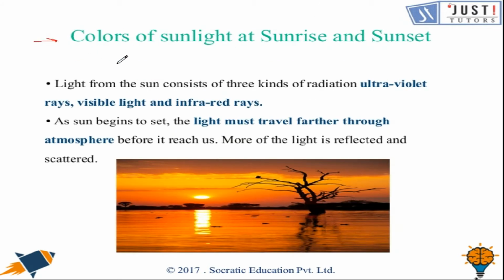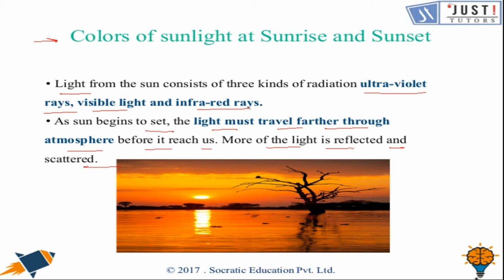Colors of the sunlight at sunrise and sunset. Light from the sun consists of three kinds of radiations, which are ultraviolet rays, visible light, and infrared rays. At sunrise, the earth is rotating towards the sun. Similarly, during sunset, the earth is rotating away from the sun. As the sun begins to set, the light must travel farther through the atmosphere before it reaches us. More of the light is reflected and scattered. Light from the sun near the horizon passes through thicker layers of air and a larger distance, so it appears red. At noon, the sun appears white as only a little of blue and violet colors are scattered.